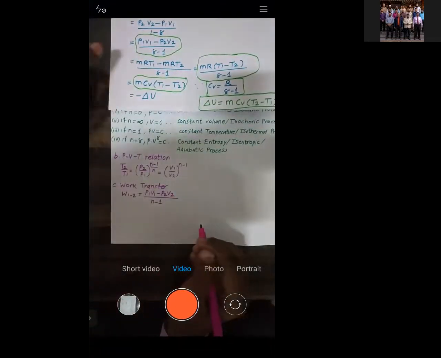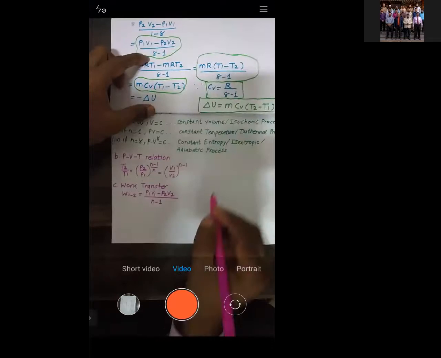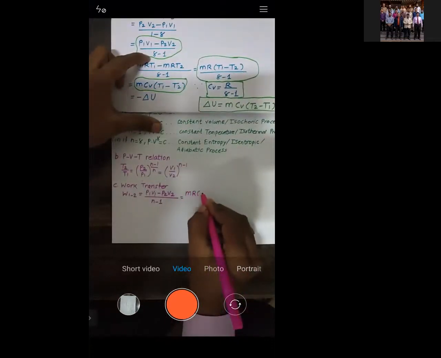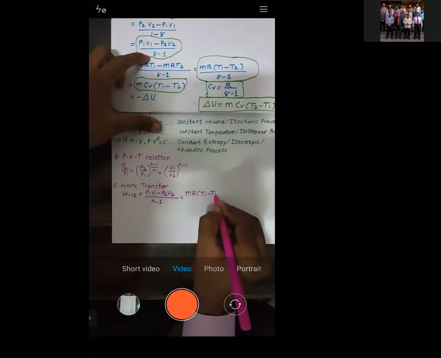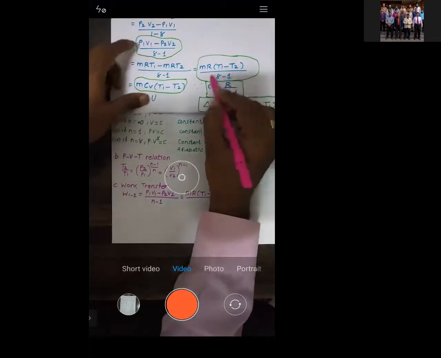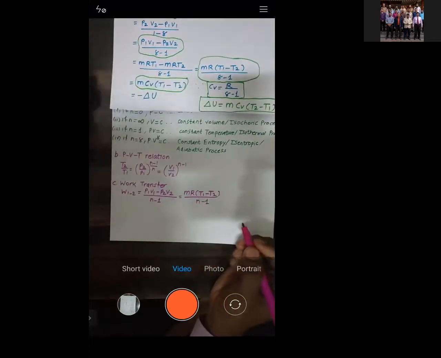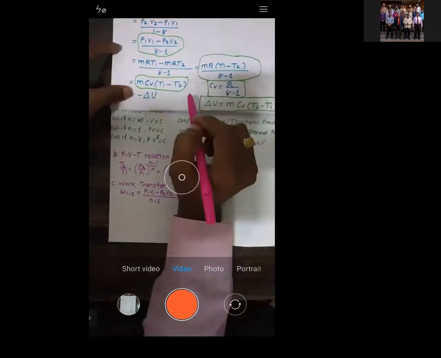So this is one more formula. I'll write down this formula again: E is equal to m R (T1 minus T2) upon, instead of gamma, I will write n, so it is n minus 1. See, one more formula I've written.